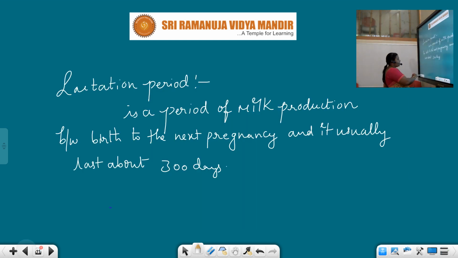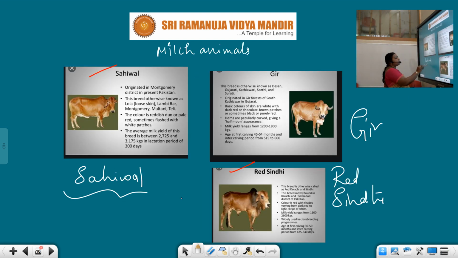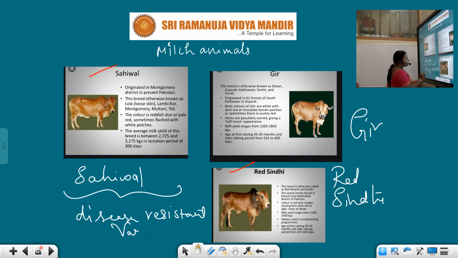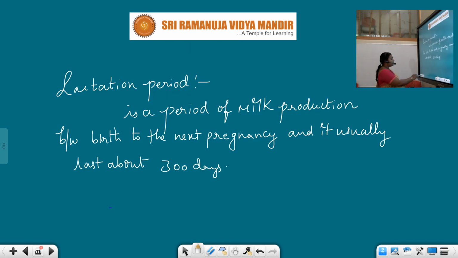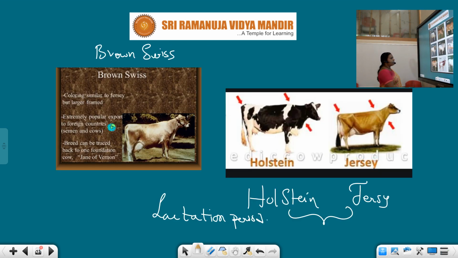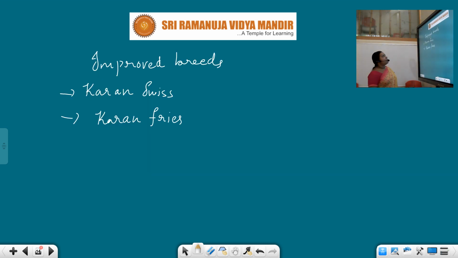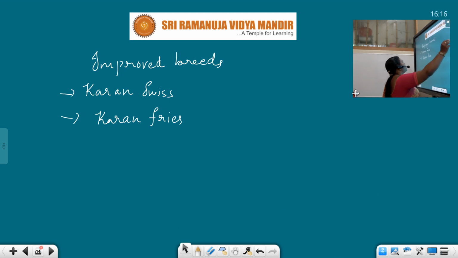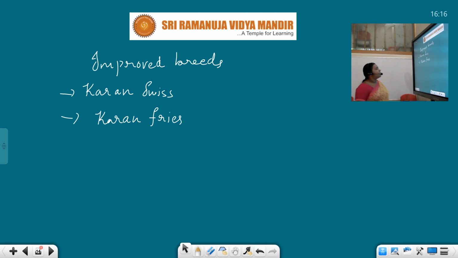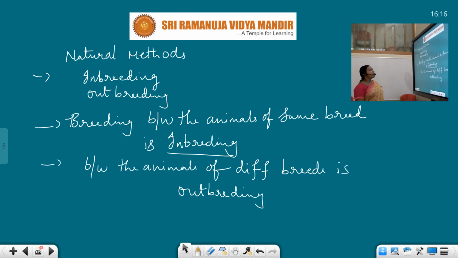The previous Indian varieties are disease resistant varieties. They have good immunity power, so they have more resistance against diseases, right? Now see, improved breeds are Karan Swiss and Karan Fries. These are the improved breeds.